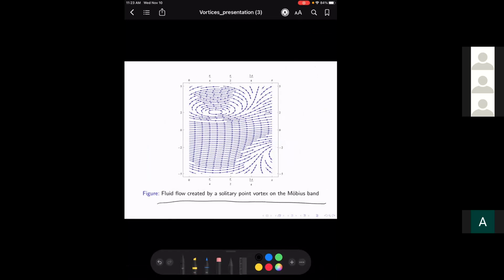So this will be the center of the vortex, and there will be those big separatrices. I just thought I'd end with something that looked pretty.